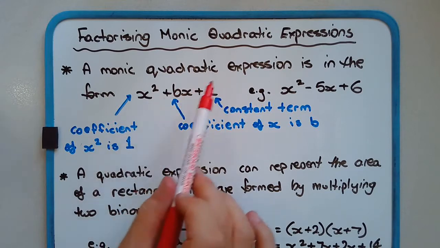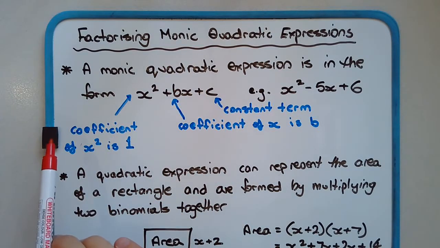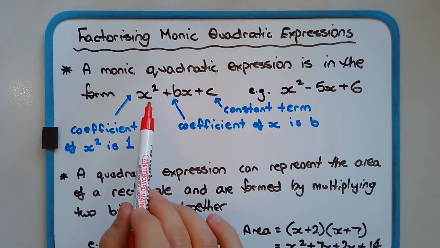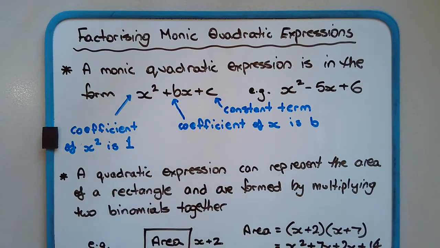power, then it's quadratic. So if there's an x cubed, for example, then it's not quadratic, it's cubic, because the highest power is a 3. We're only interested in expressions where the highest power is 2. Now, this one, x² plus bx plus c, is the form of what we call a monic quadratic. Monic, mono, meaning 1. It means there's only one term that involves the square of a variable.